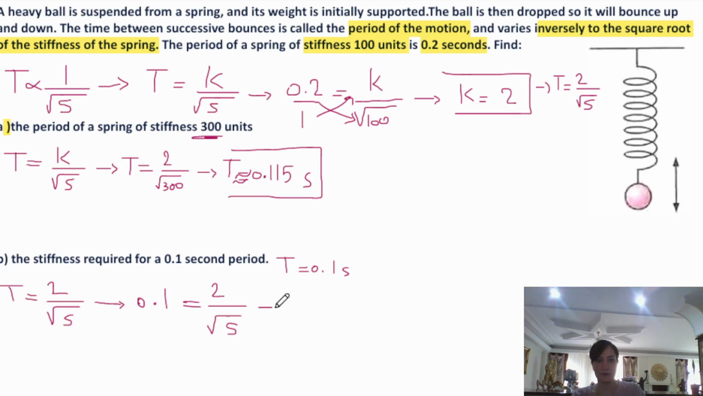I say the square root of S equals 2 over 0.1, so the square root of S equals 20. And if I raise both sides to the power of 2, S equals 400 units.